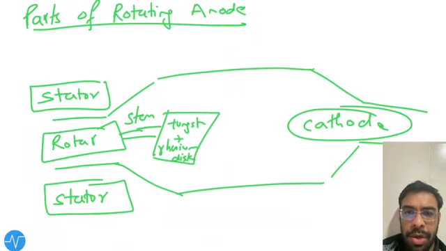Now let us draw the parts of a rotating anode. The glass envelope, outside which there is the stator, inside is the rotor, the stem, and then the tungsten plus rhenium disc. This is the part of the anode, and on the other end, the cathode.